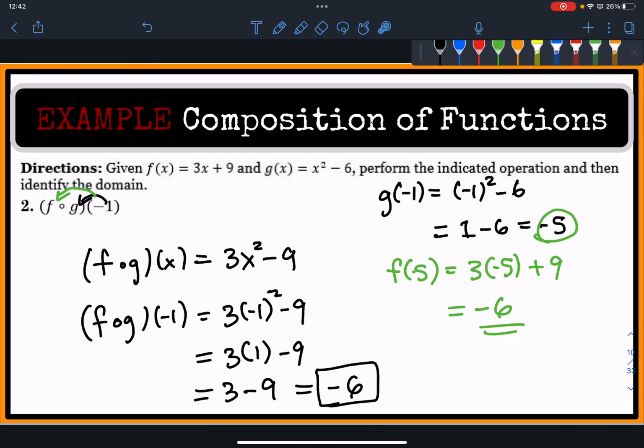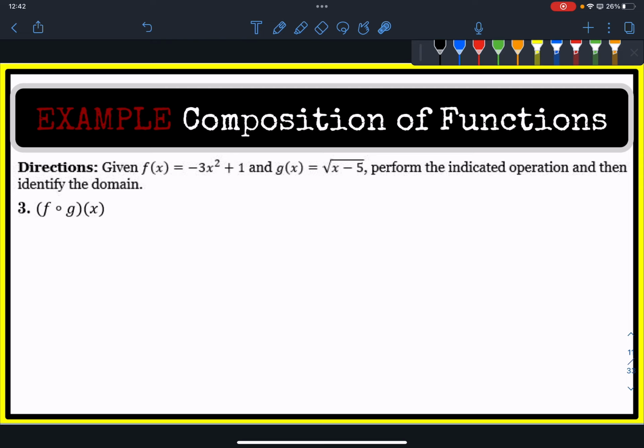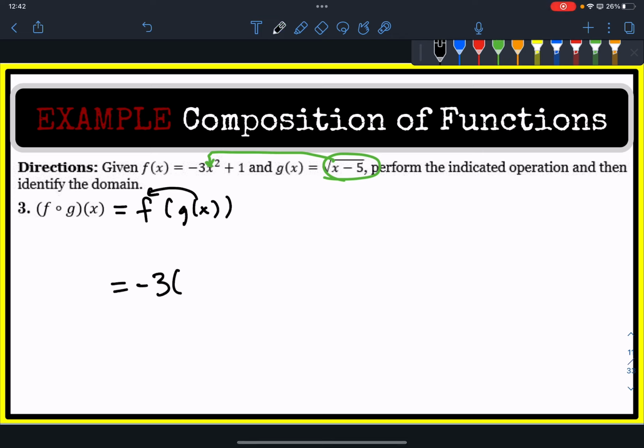So let's look at another example. Okay, so here again we have the composition of f of g of x, which means that we're going to plug g into our f function. So we're going to take this thing here and plug it into the x on f. So that would be -3 times x, which we're going to replace again with the square root of x minus 5. I'm just going to use parentheses as a placeholder for right now. We're raising that x to the second power and then adding 1. So again, I'm doing the substitution and replacing my x with the square root of x minus 5.